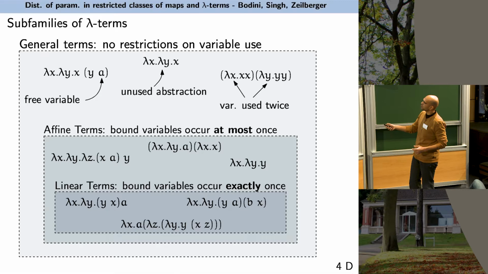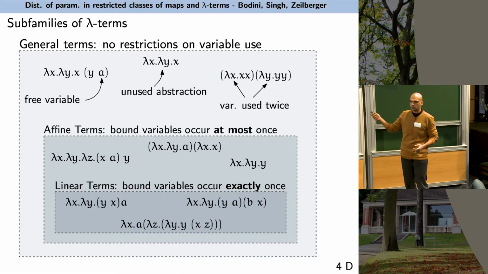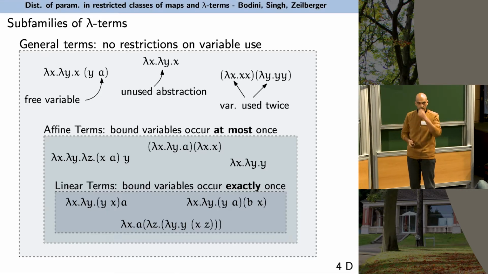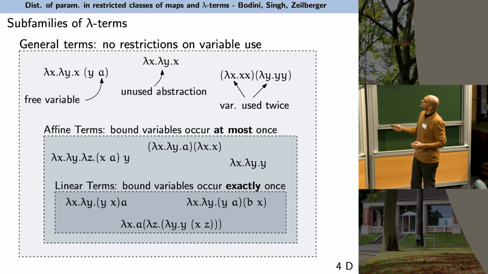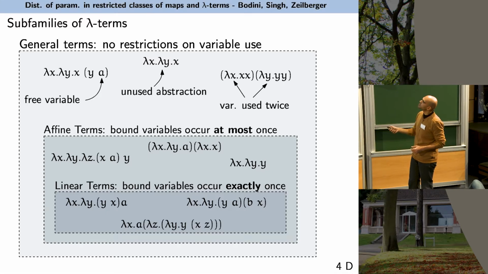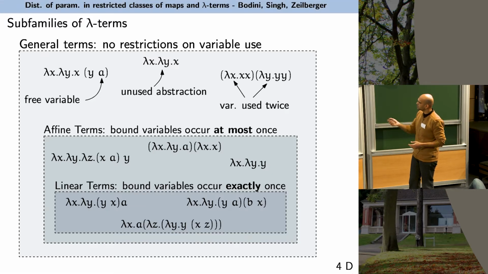This is the notion of linear terms, and these are somehow related to the linear logic you saw earlier in the second talk. They are related by the notion of the typed and the untyped lambda calculus, the linear lambda calculus in this case.